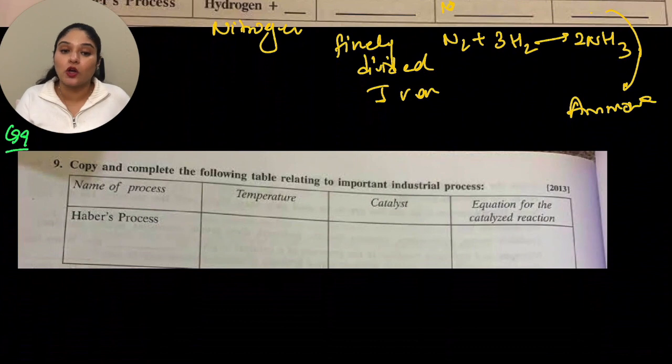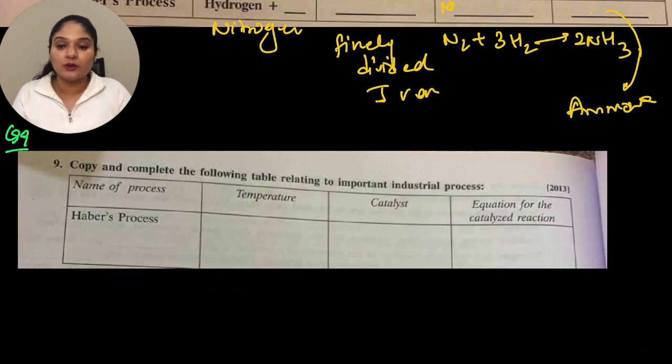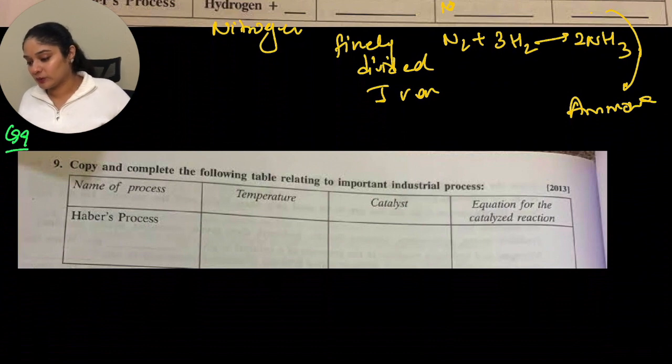So the next question is also based on a similar pattern, and both of them were part of board examinations in different years. So let's start with this one. This one is copy and complete the following table relating to the industrial process. So in this also you have the industrial process. So let's quickly look at that. They are saying it's Haber's process.